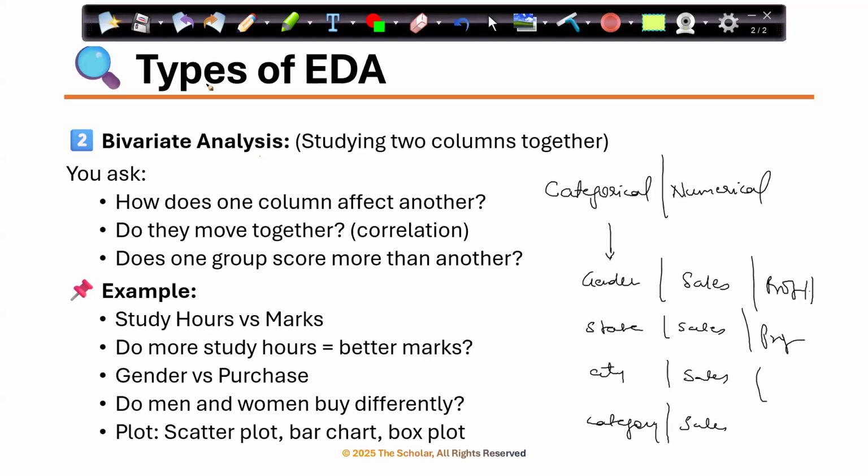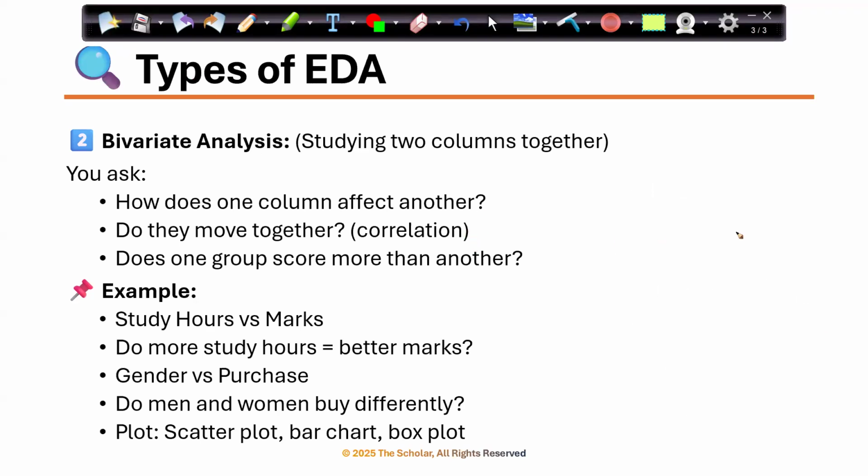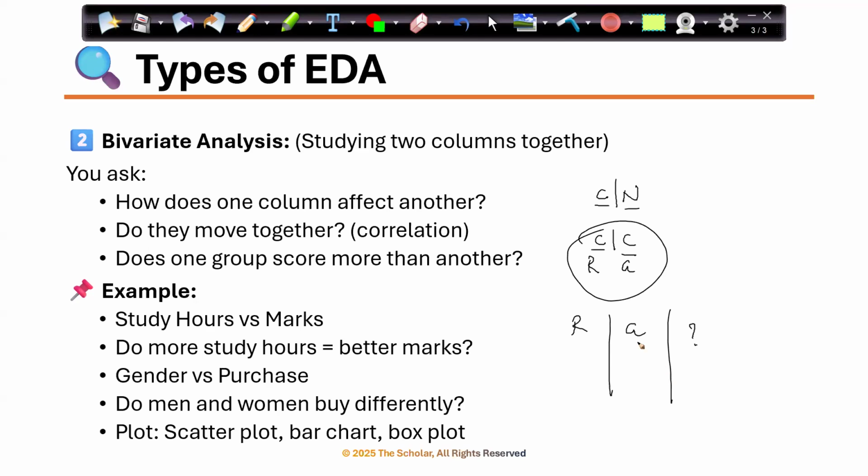So when we are using two variables, it's a bivariate analysis. It can be categorical and numerical, gender and sales. It can be categorical and categorical, for example, region and gender. Now, what type of information will I get from the two categorical columns? I have the region column and I have the gender column. What information can I get from that? The information I can get from here is that in every region, how many males and how many females are there, right?